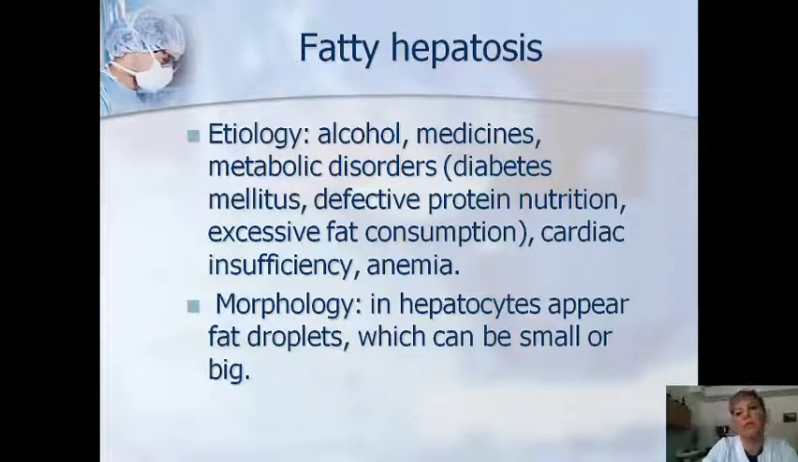Chronic form of hepatosis, fatty hepatosis. Etiology is chronic intoxication, alcohol intoxication, drugs, due to metabolic disorders, due to diabetes mellitus, defective protein nutrition, excessive fat consumption, cardiac insufficiency due to chronic anemia. Morphologically, we see accumulation of fat droplets in the hepatocytes. At first very, very small, and then more and more.